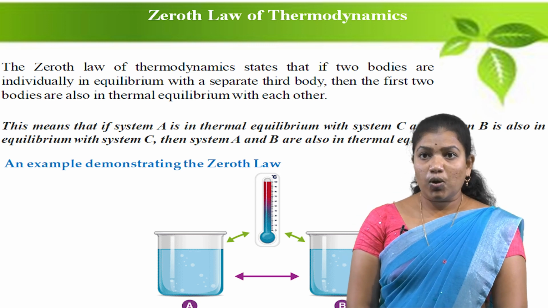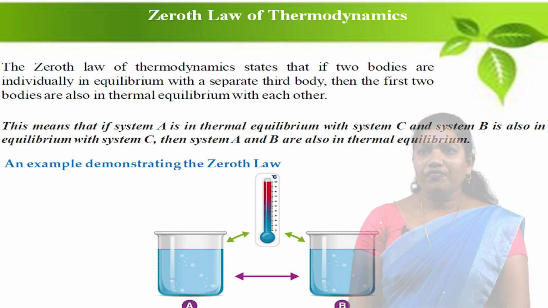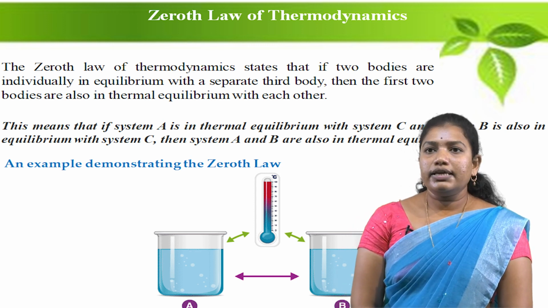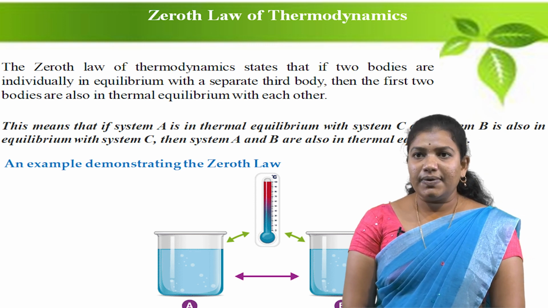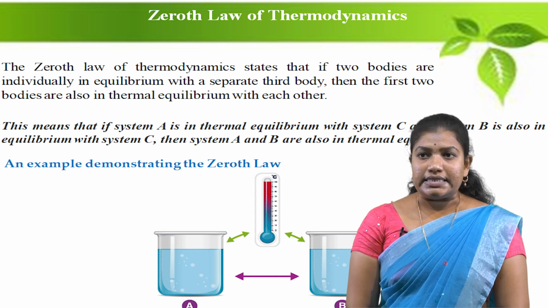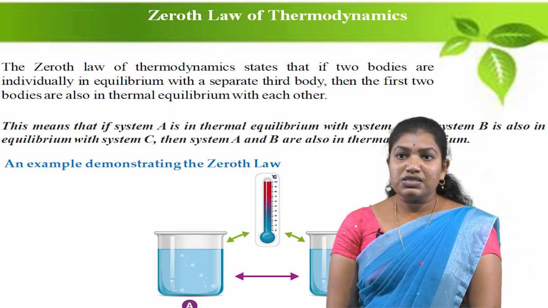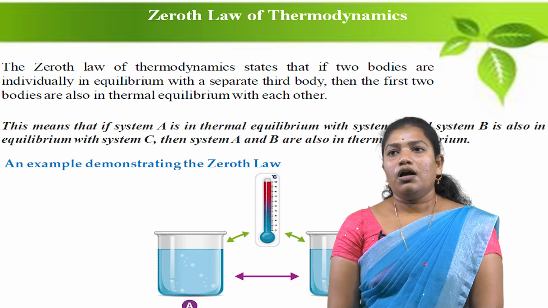An example demonstrating the zeroth law: consider two cups, A and B, with boiling water. When a thermometer is placed in cup A, it gets warmed up by the water until it reads 100 degrees Celsius. When it reads 100 degrees Celsius, we say that the thermometer is in equilibrium with cup A.